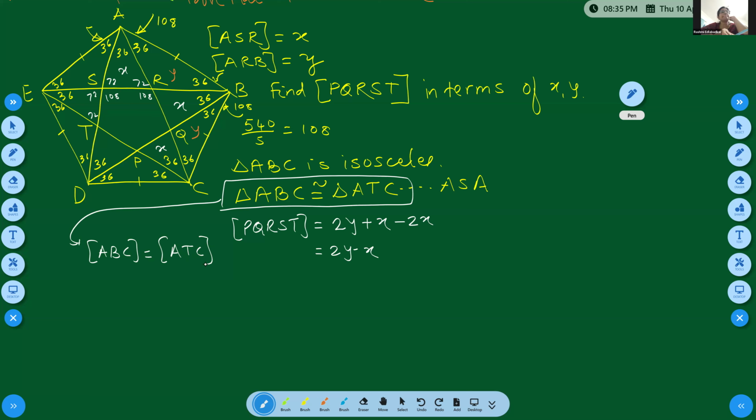Correct. ABC is y plus x plus y. And area of ATC is x plus PQRST plus x. Therefore, PQRST is equal to... so this is a very symmetric figure, and we can prove that PQRST is also a regular pentagon.